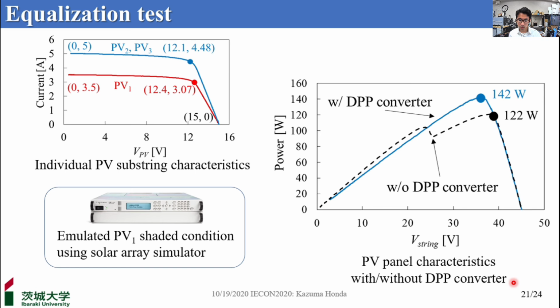The right-hand figure is the experimental result. The measured panel characteristics with and without the DPP converter are compared. With the proposed DPP converter, the local MPP disappeared and the maximum power increased to as high as 142 watts, corresponding to a 16.4% improvement. The experimental result demonstrated the enhanced energy yield by the proposed DPP converter.